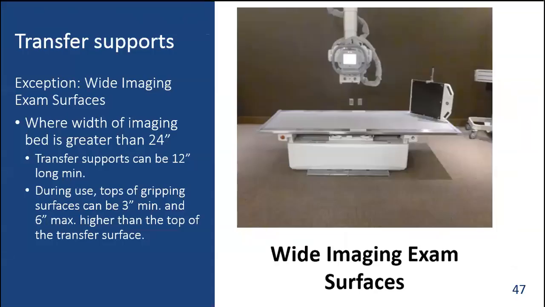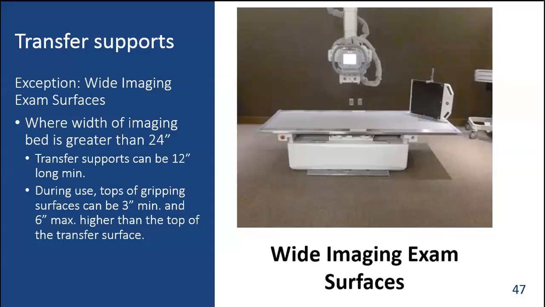There is also an exception for wide imaging exam surfaces. On very large and wide exam surfaces, where the width of the imaging bed is greater than 24 inches, the transfer supports can be 12 inches long minimum, and the tops of the gripping surfaces can be between 3 inches minimum and 6 inches maximum above the top of the transfer surface. This is because on surfaces this large, the transfer support opposite the transfer side may be more difficult to reach and possibly not used by the individual transferring onto the surface.